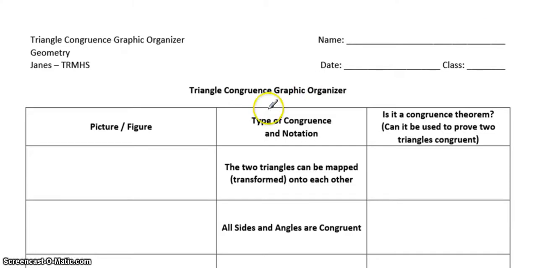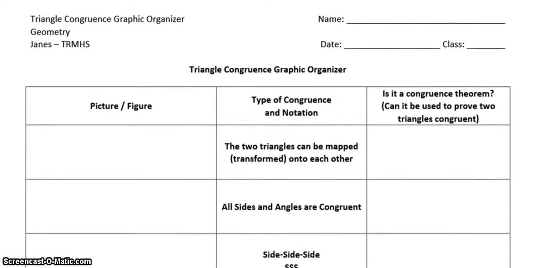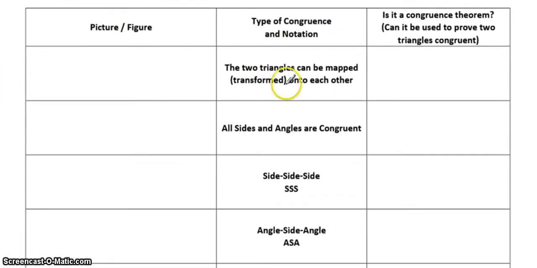So let's start. In the middle, there's type of congruence and notation, and this is filled in throughout the entire graphic organizer. To start, we've got the two definitions we have for congruence that we learned a few weeks back. The first one is the two triangles can be mapped or transformed onto each other, and the second is that all sides and angles are congruent. Remember, these are the two basic definitions of congruence. So the first one, the two triangles can be mapped or transformed onto each other.